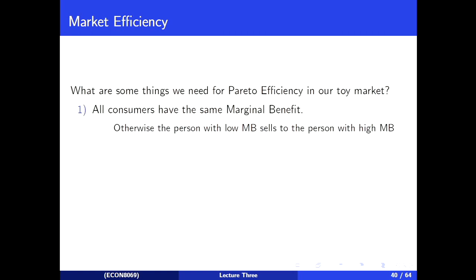So, let's talk about Pareto efficiency. What are some of the things that we need to have in order for our market to be Pareto efficient? We need all consumers to have the same marginal benefit. If different consumers have different marginal benefits for their last good consumed, again, the actual marginal benefit for the last good consumed, right?